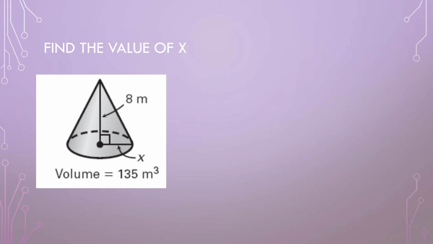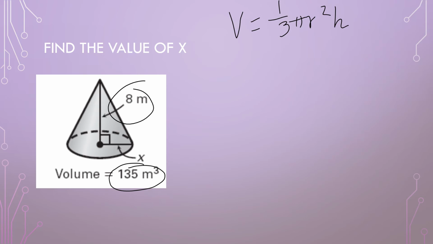So find the value of x. We know that this is a cone, so the equation for this is 1/3 pi r squared times h. We have the volume and we have the height. We are looking for our r. So we have 135 equals 1/3 times pi times r squared times the height of 8.